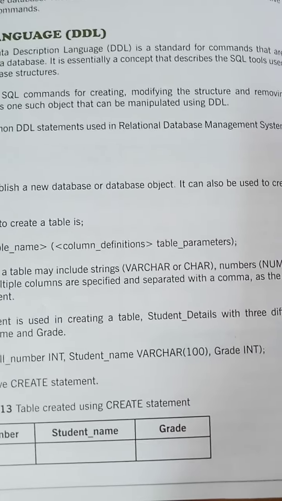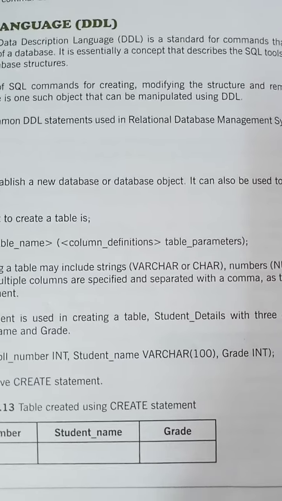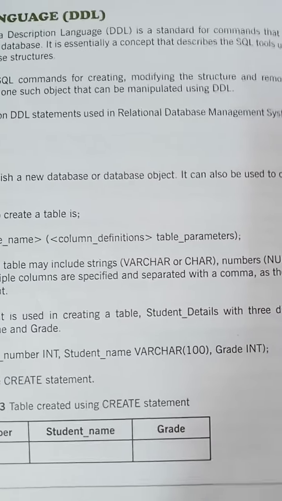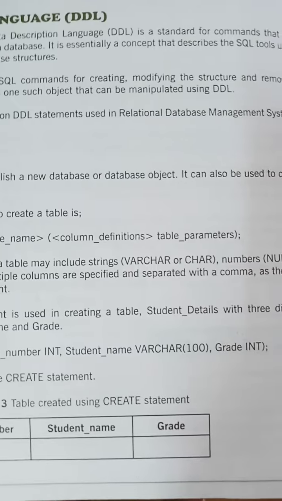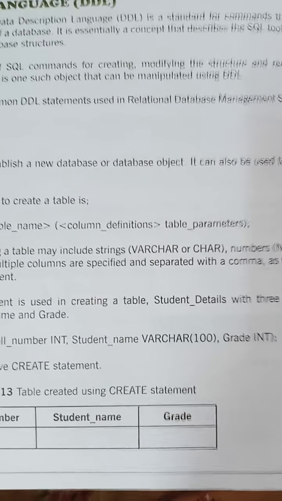And then suppose you want to write marks as the next column heading, then what will you write? Comma, marks. After each and every column heading you have to give a comma, right?